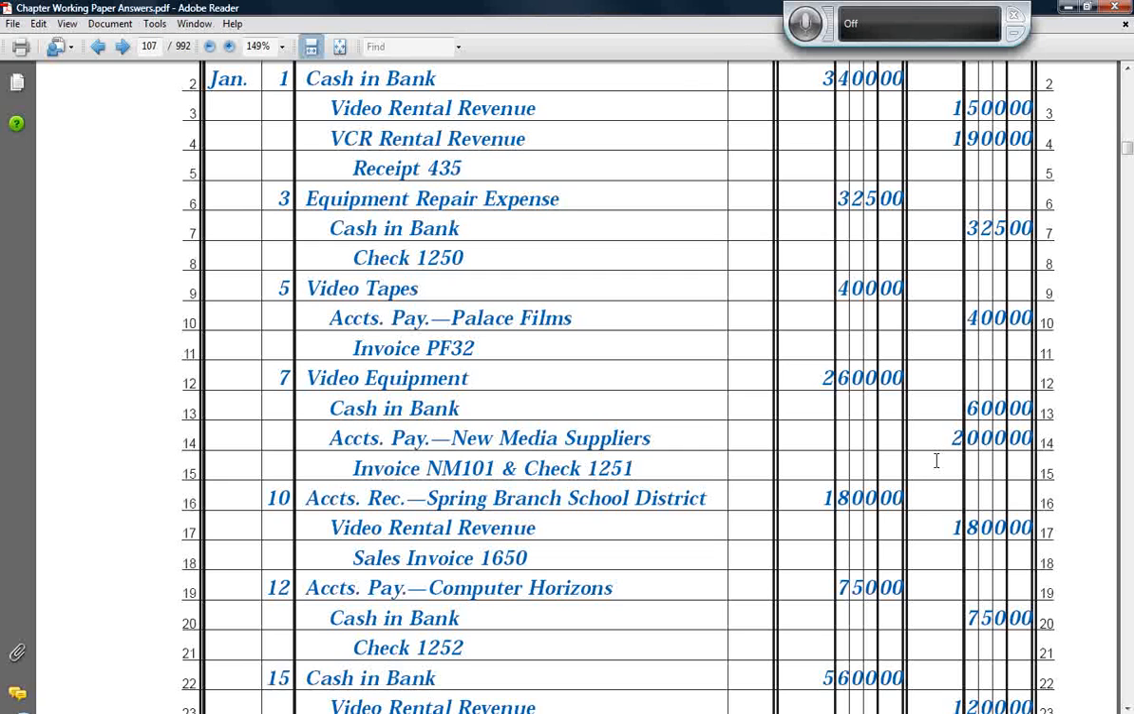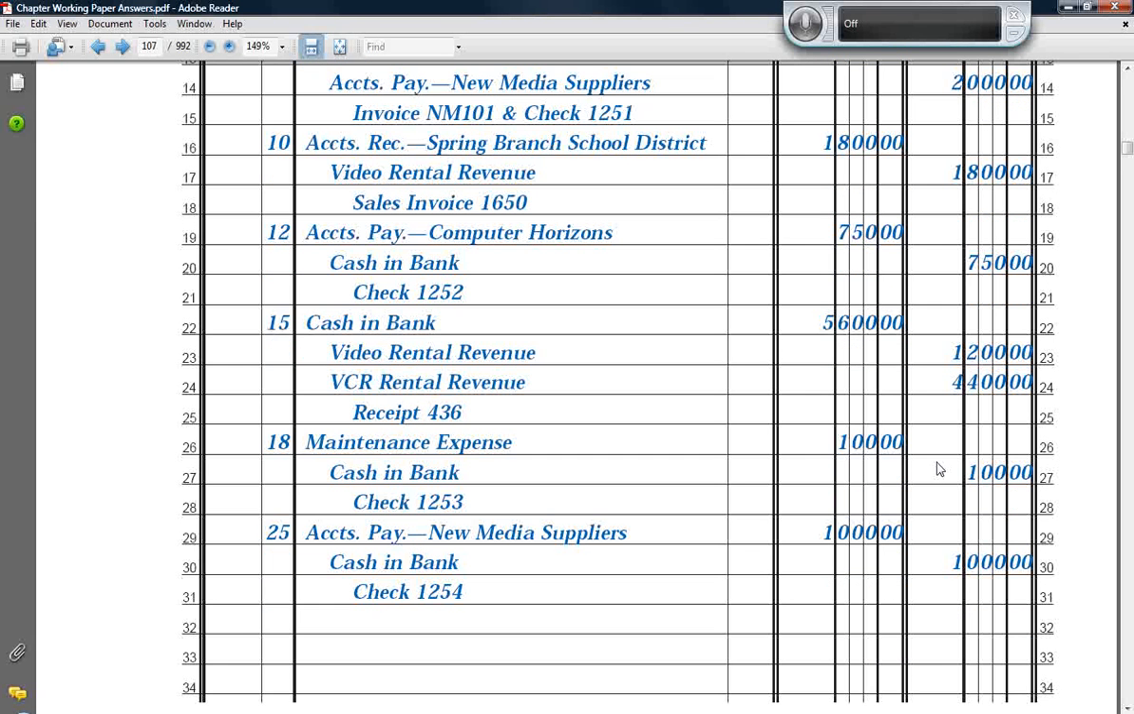I credit cash and bank. I wrote them a check. I decreased the asset account cash and bank by $600. And I owe the rest. When I owe, it's accounts payable. Accounts payable has a normal credit balance, so it increased what I owe to accounts payable, New Media Suppliers, $2,000. So debit video equipment $2,600, credit cash and bank $600, credit accounts payable, New Media Suppliers $2,000. My debits equal my credits, and it's invoice NM 101 and check 1251 as our source documents.